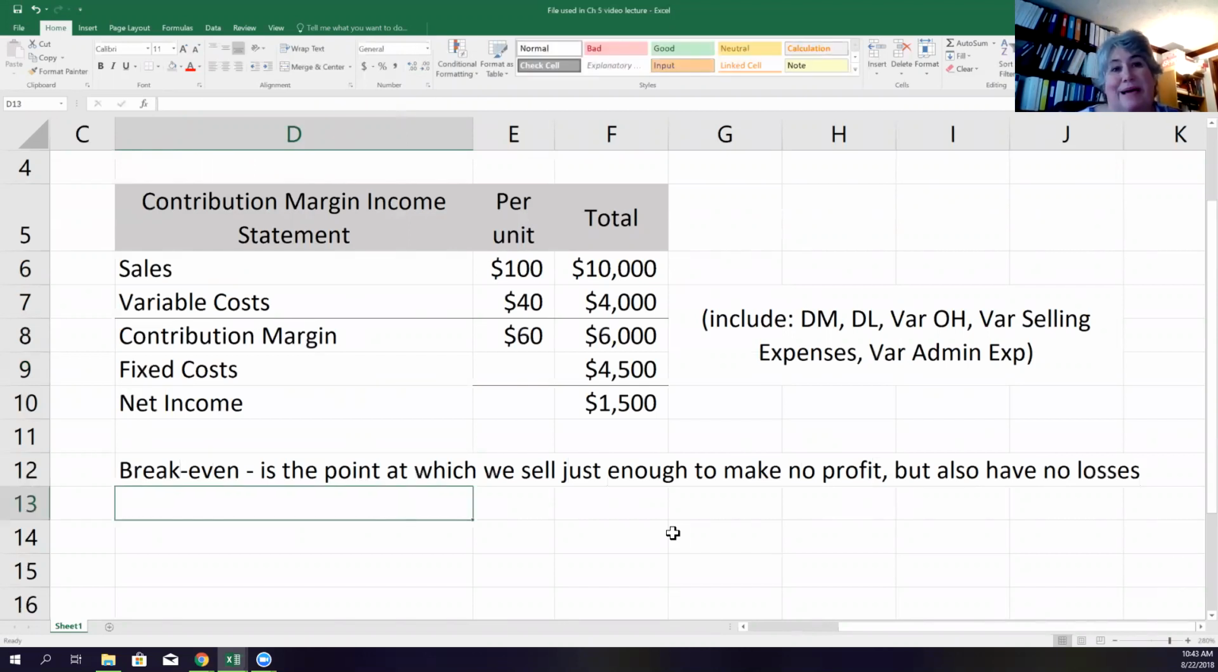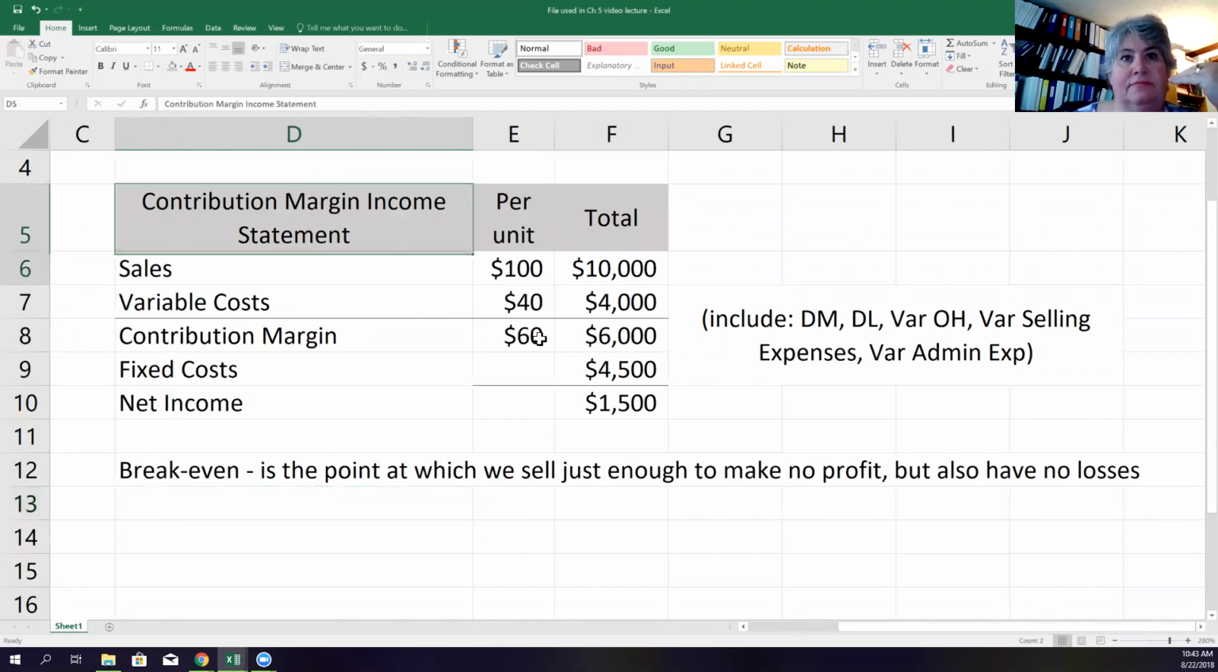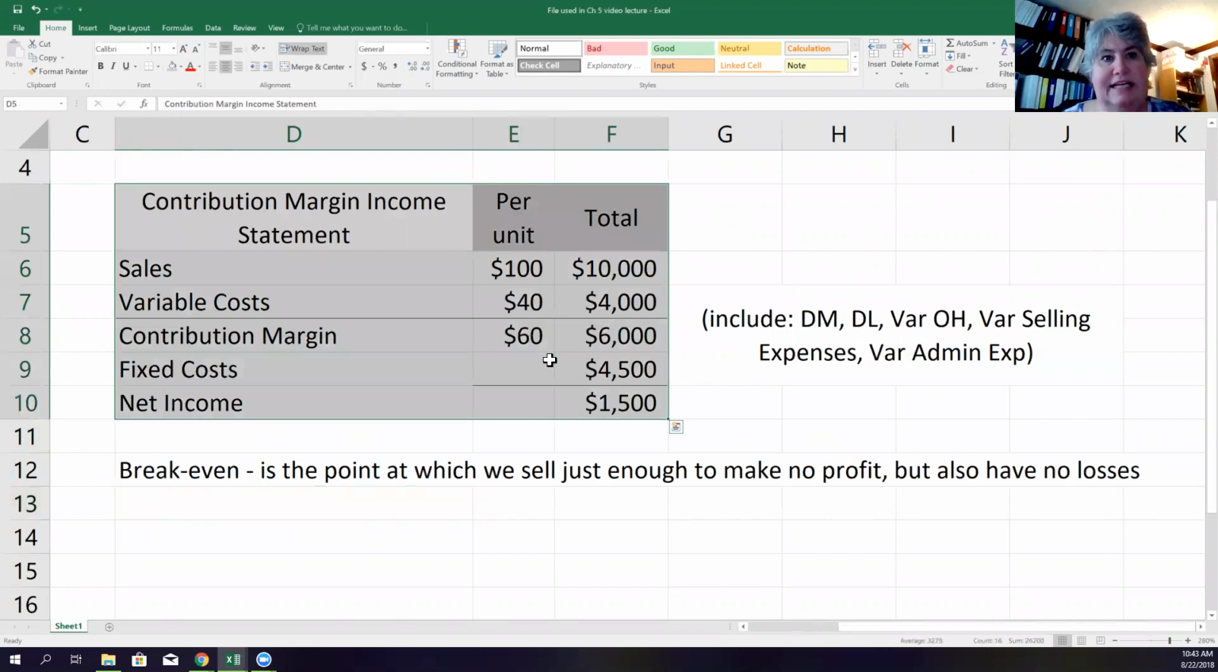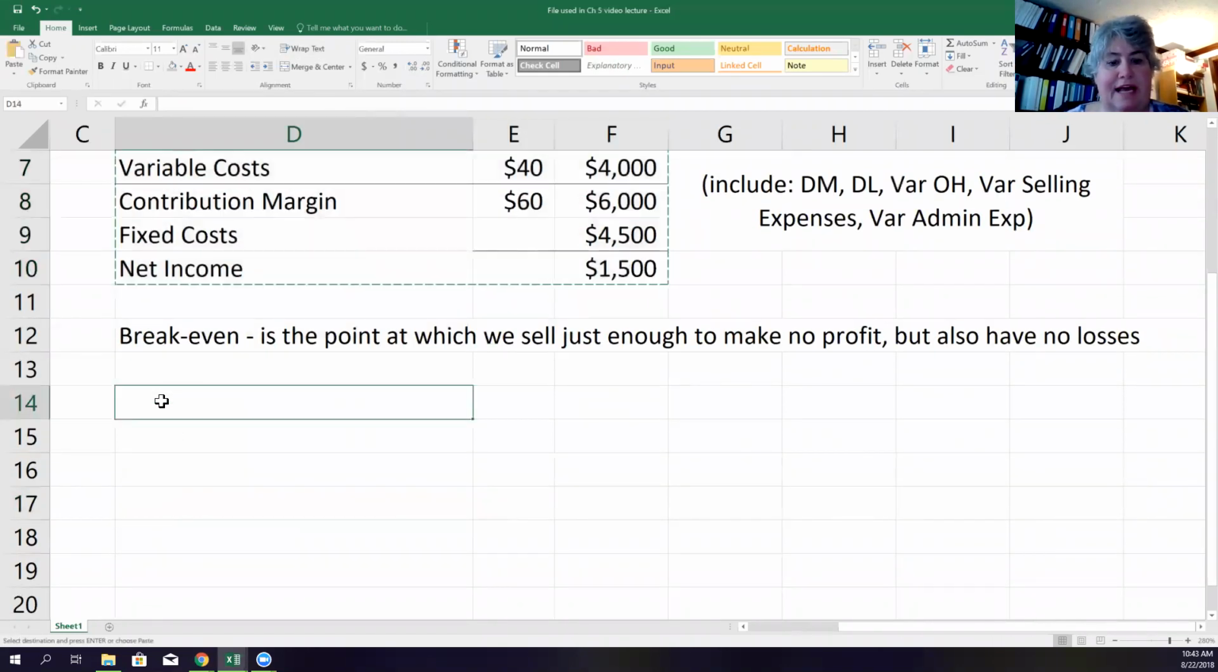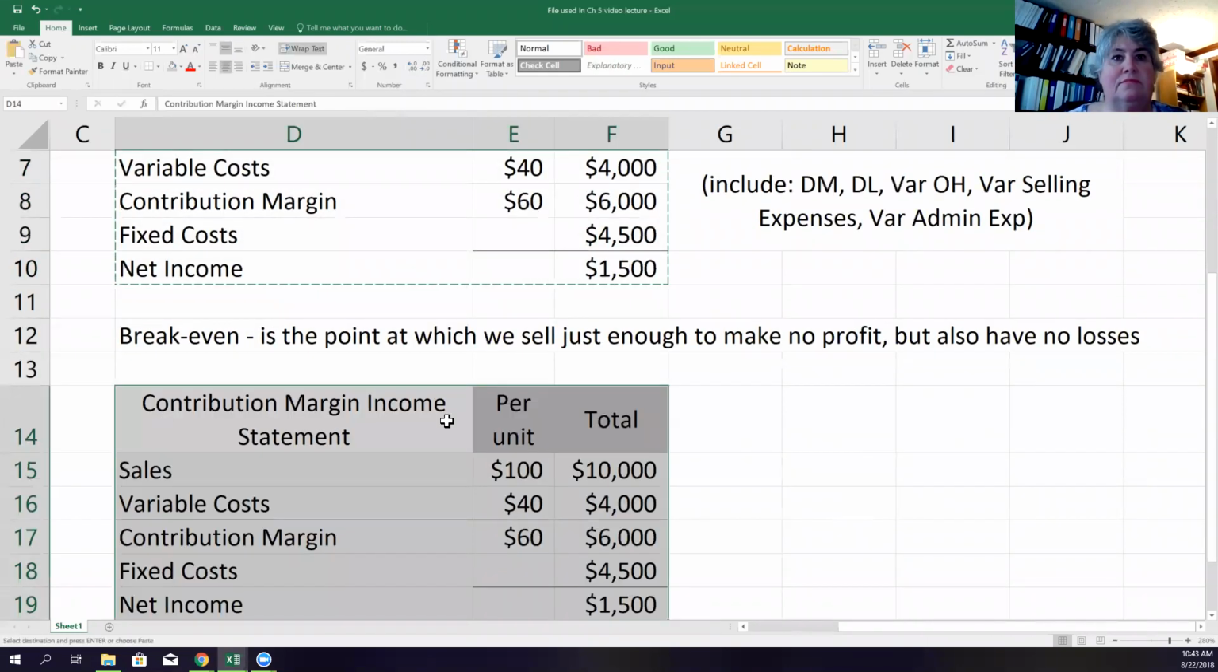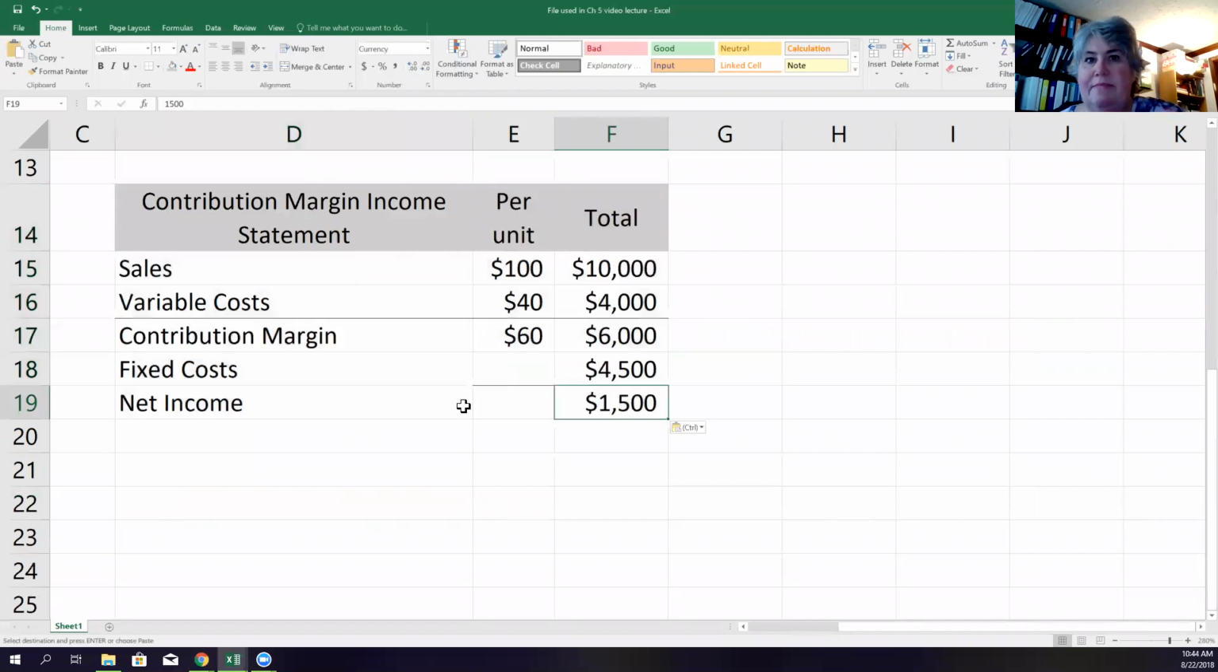Okay, in layman's language, break even is when the income statement, the contribution margin income statement, or the traditional one, but we're going to talk about it as the contribution margin one, comes out with zero profit. So let's take a look at that. I'm going to recopy it down here. And we're talking about the moment at which we would sell just enough to get zero profit.